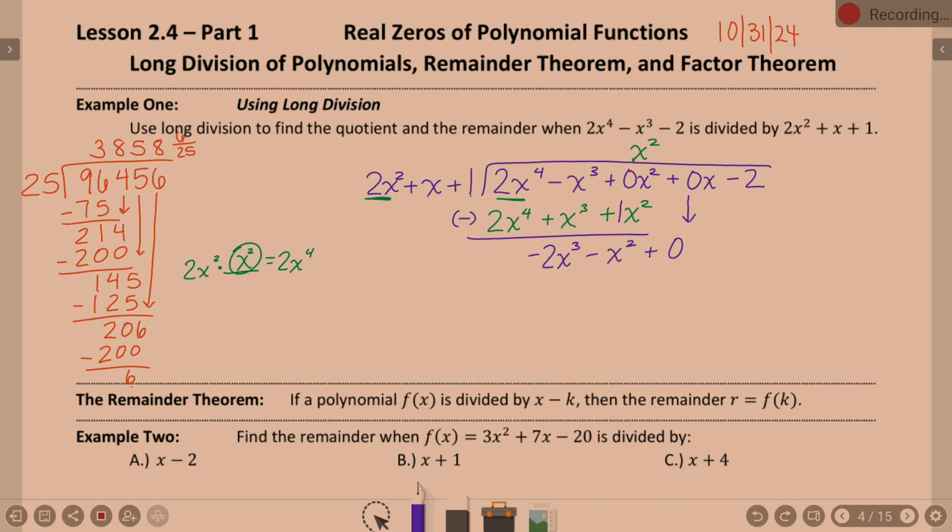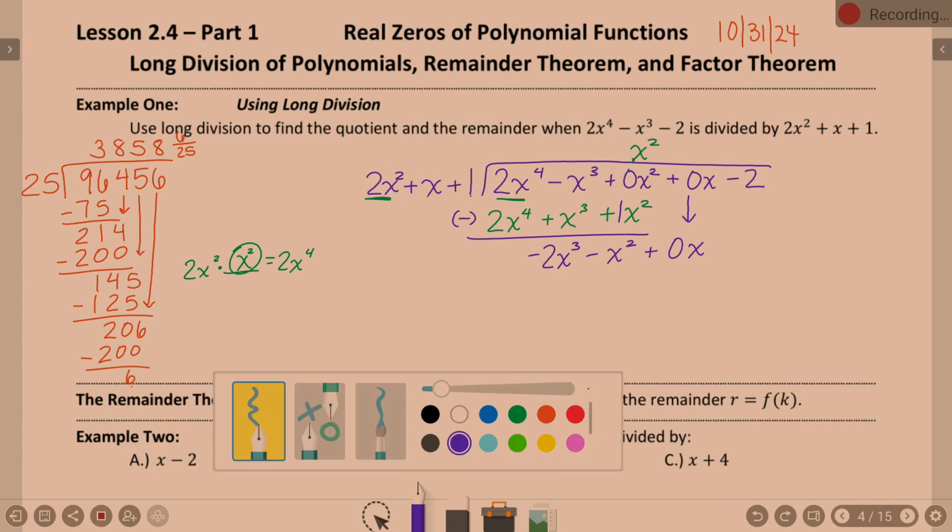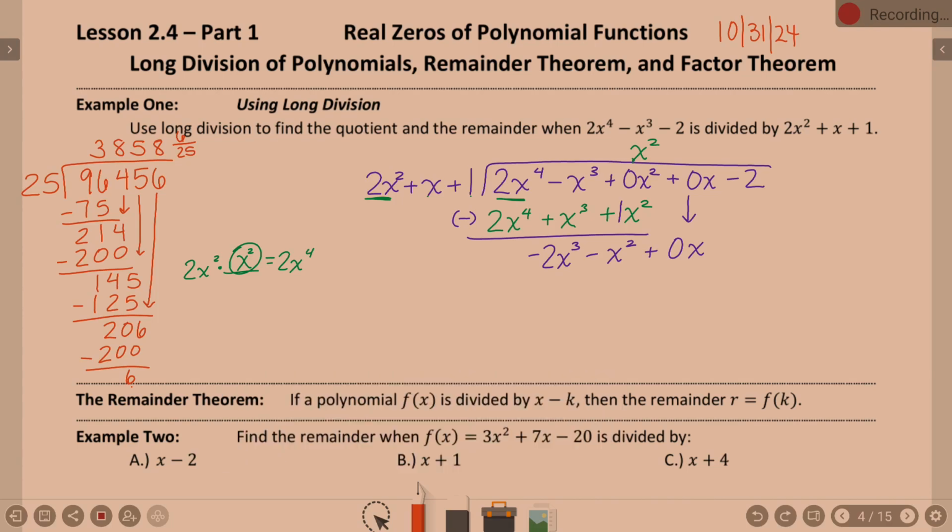Drop down your 0x and repeat the process. Is this coming back to us? No. I'm not gonna lie. Okay, I'm getting some nods, and some of you are like, not a chance. Okay, now repeat the process.